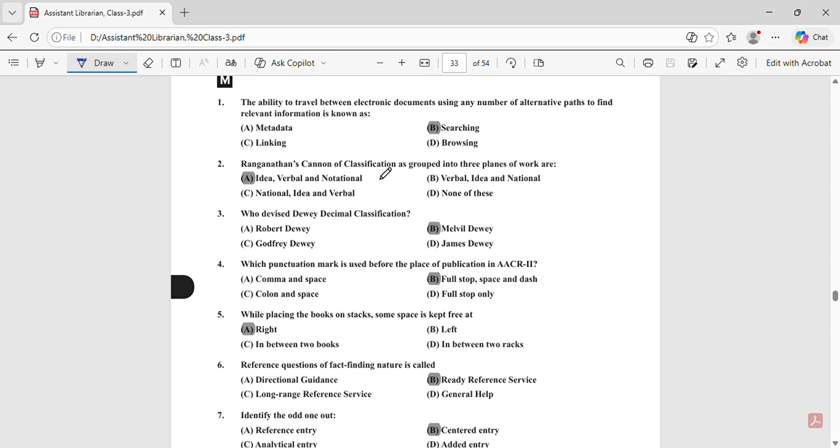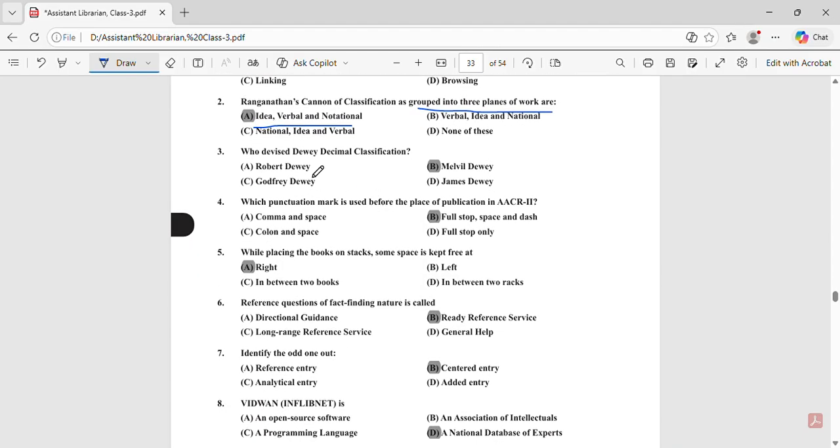The ability to travel between electronic documents using any number of alternative paths to find relevant information is known as searching. Ranganathan's canon of classification as grouped into three plans of work are idea, verbal and notational. Who devised EDC? Melville Dewey.